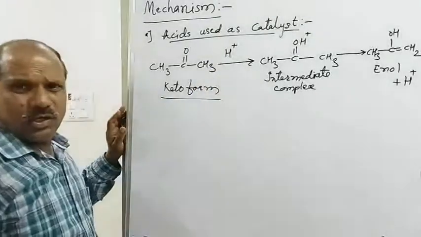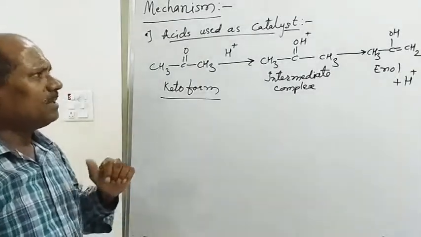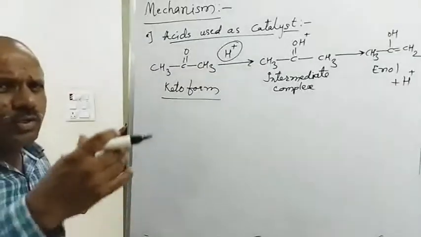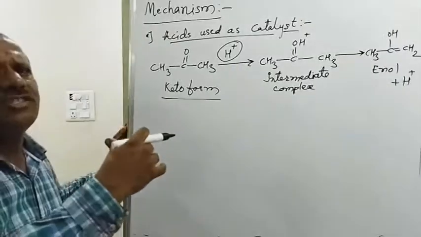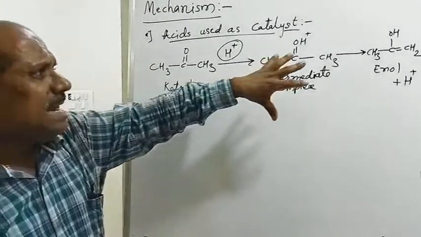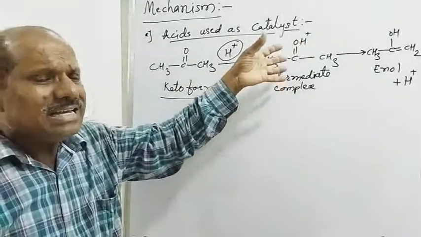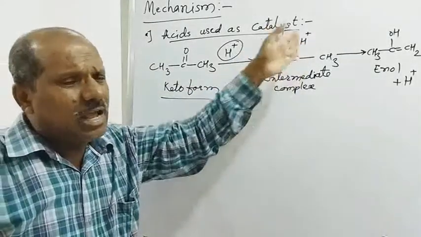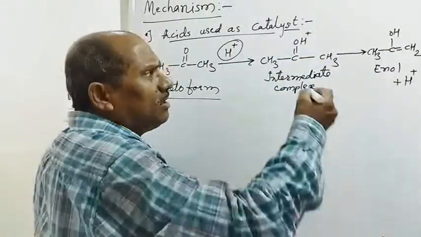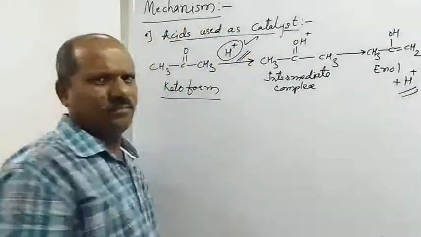Means in the keto-enol tautomerism of acetone, what happens? Whatever acid we are using, the Bronsted acid, that is the proton donor, forms an intermediate complex compound in this way, which is further decomposed into the product, forming the enol, and the H plus which we have used here is set free as it is.